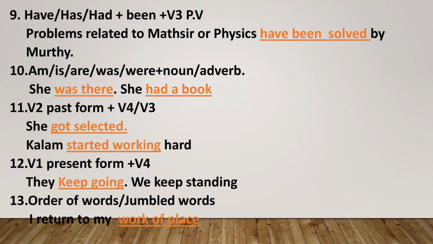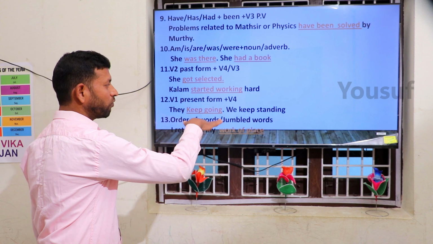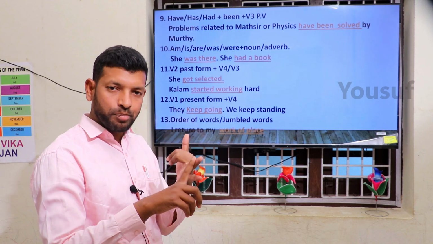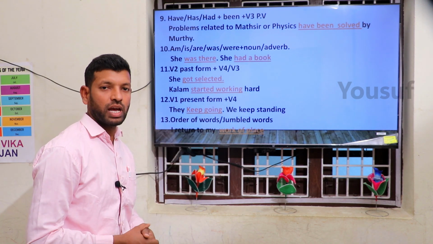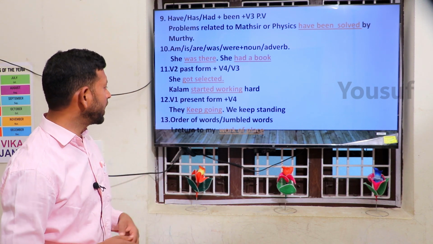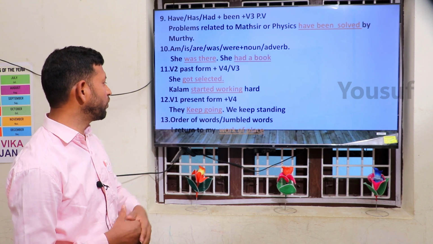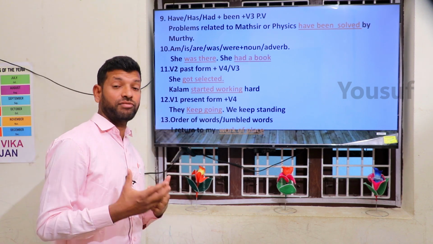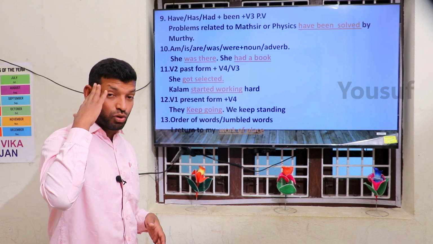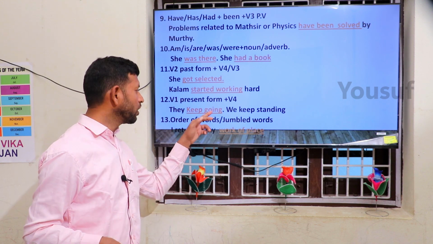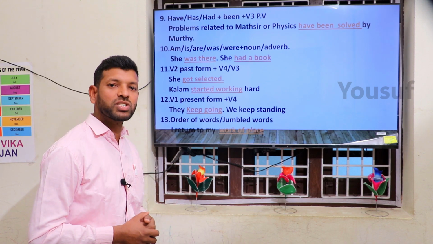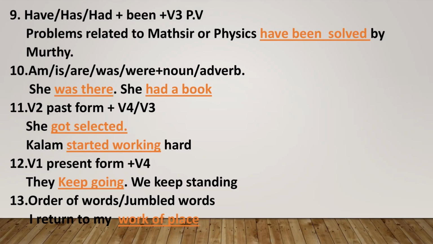Right. Then Kalam started working hard. So here also it is one more kind of rule: Kalam started. When there is started, stopped, then you have to go with working. I stopped looking. I stopped working. So like that. Now next one, 12th one, V1 present form plus V4. Let us see. They keep going. Generally after keep, there may be a word like gone or go. So what you have to note, there must be going after keep. And you can also use the past form. We keep standing or we kept standing. So this is also right.